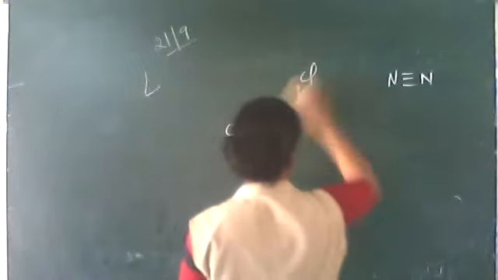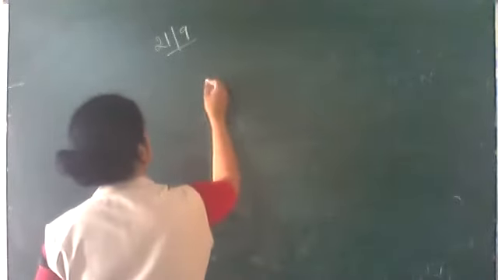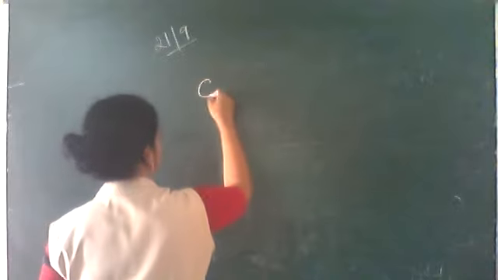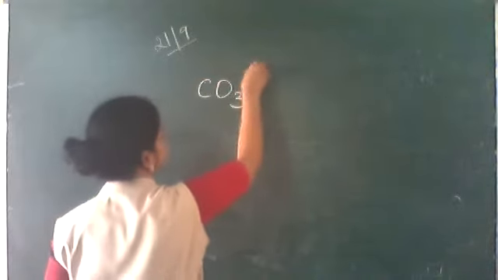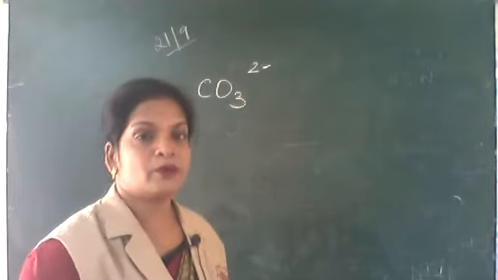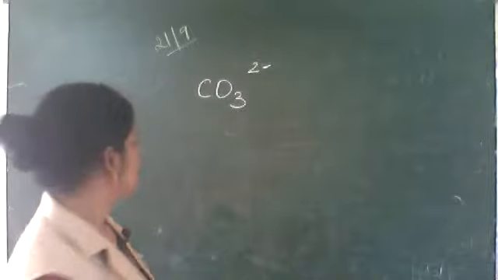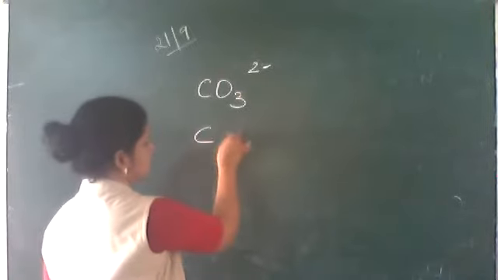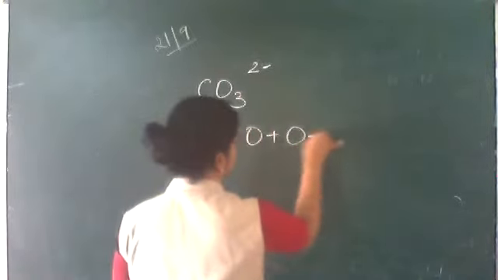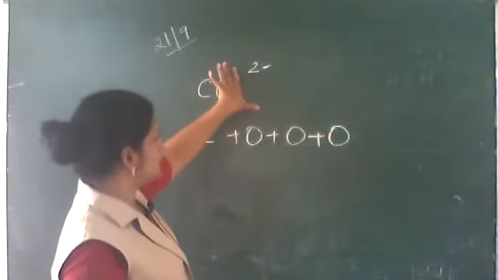Heading: Lewis dot structures for molecules. For example, CO3 2 minus, the carbonate radical. Carbonate. We are going to write the Lewis dot structure for this. Carbon, oxygen, oxygen, oxygen. 3 oxygens are there.